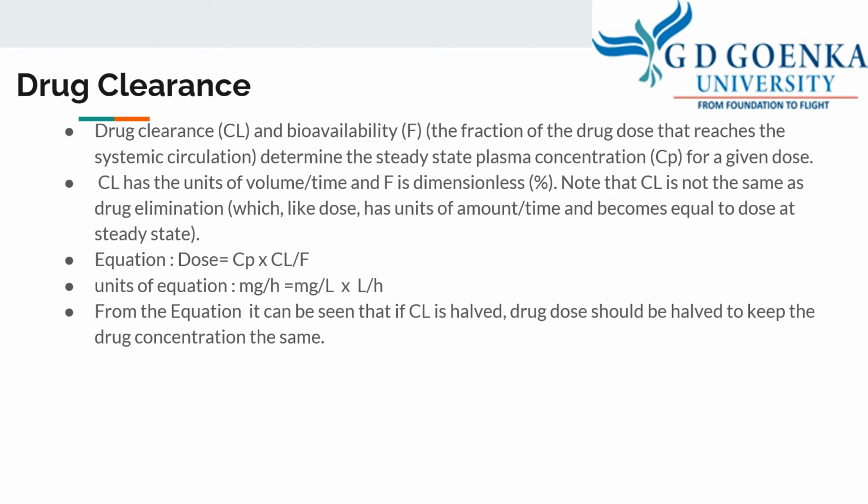From the equation, it can be seen that if Cl is half, the drug dose should be half to keep the drug concentration same. Here, as we can see, if Cl is half, the drug dose is half in order to keep the Cp same.